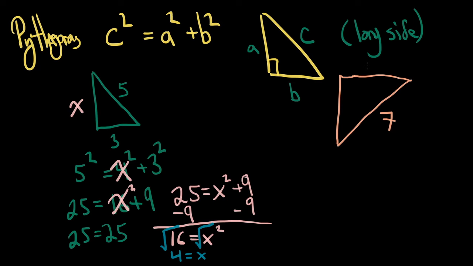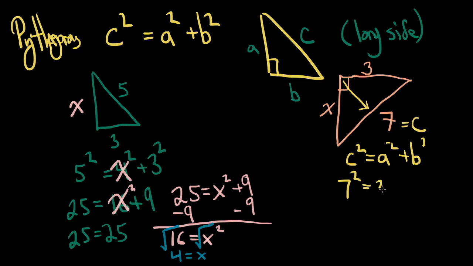Haha. Okay, so let's say this is 7 and this is 3. And we don't know what this is. A couple things. Which one is going to be C? Well, a little hint: it's always across from the 90-degree angle. So this will be your C. Remember, we have C squared is equal to A squared plus B squared. And it doesn't matter which one is A and which one is B. So now we have 7 squared is equal to 3 squared plus B squared. So 49 equals 9 plus B squared.